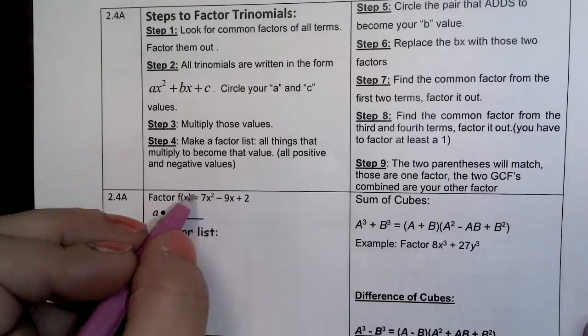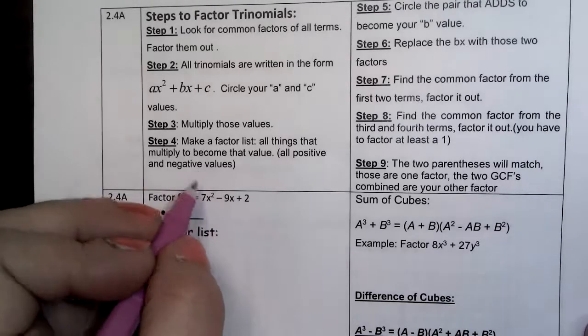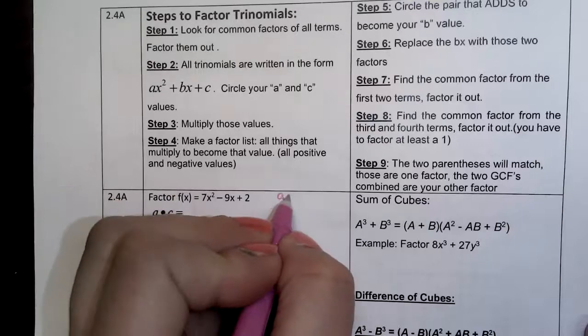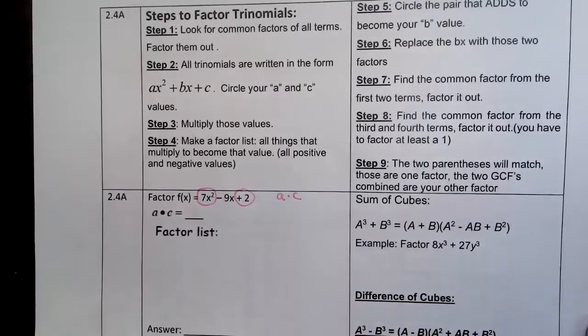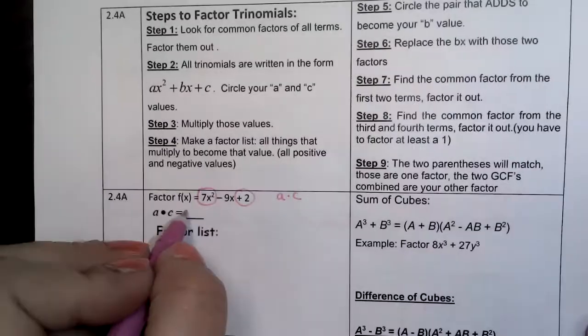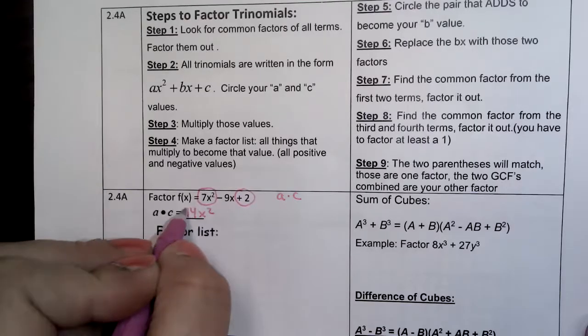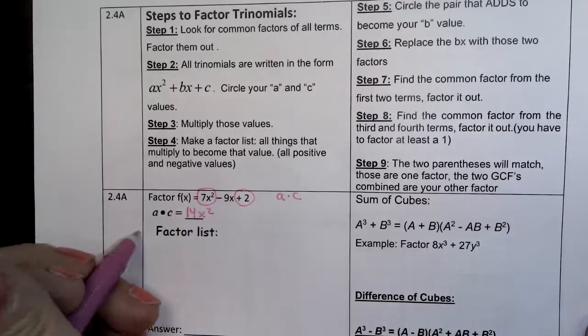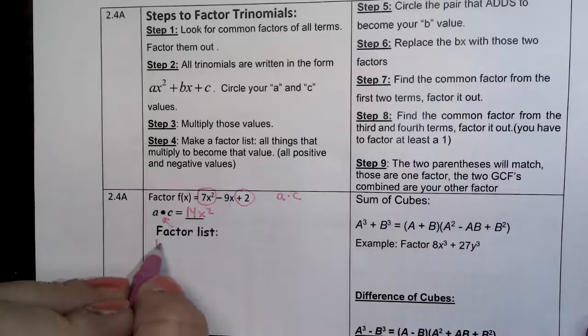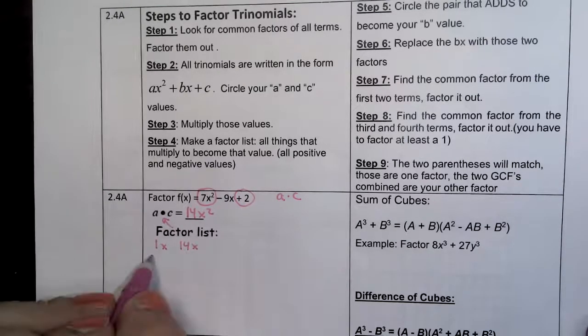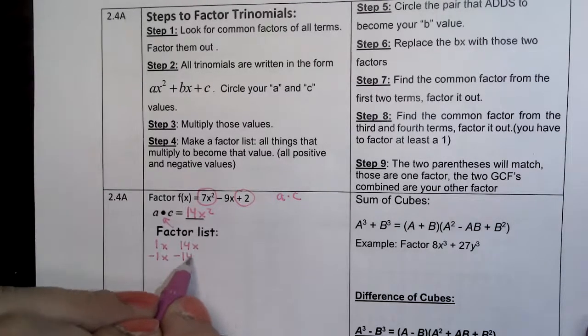My next step would be to multiply my a times c. So that's going to be this term times this term, including the sign. So 7x squared times 2 is 14x squared. Okay, now my factor list, that's my factors of a times c. So I could get 1x times 14x, negative 1x times negative 14x.